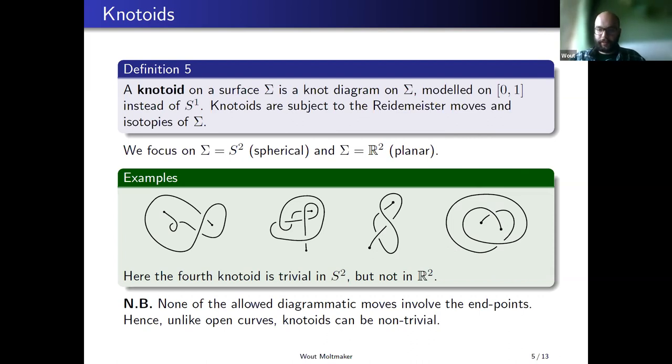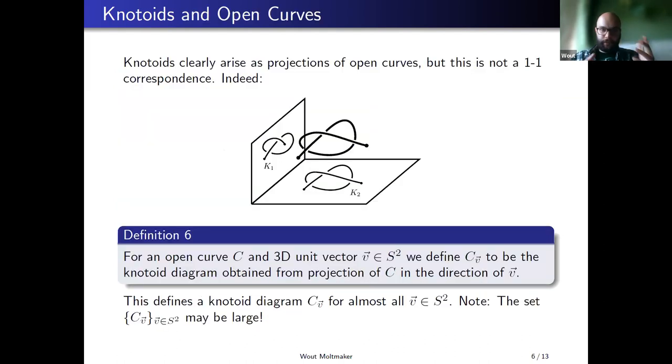And in general, the one-point compactification of the plane being the sphere gives you a surjection from planar knotoids to spherical ones. So planar knotoids really carry more information in general than spherical ones. Okay, so these knotoids are clearly functions of open curves, but like I said, this cannot be a one-to-one correspondence. And indeed, it's not even well-defined.